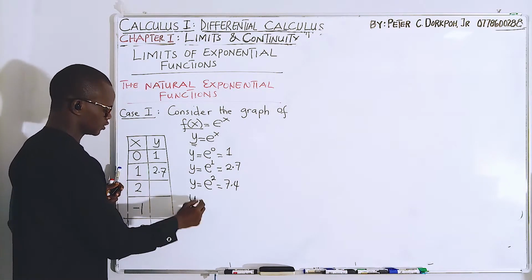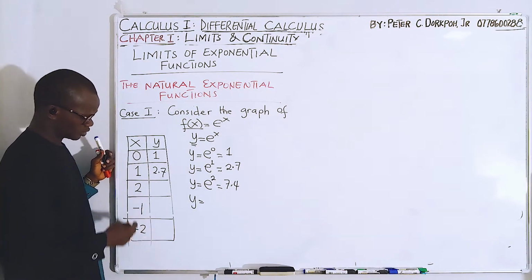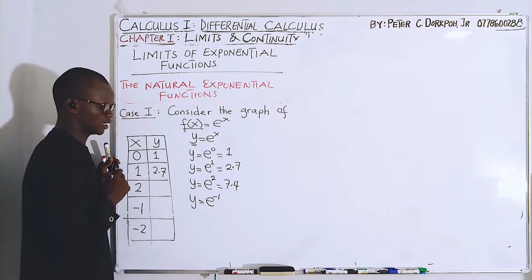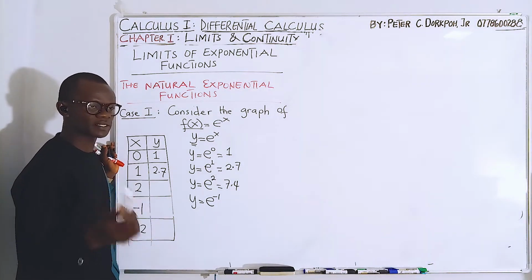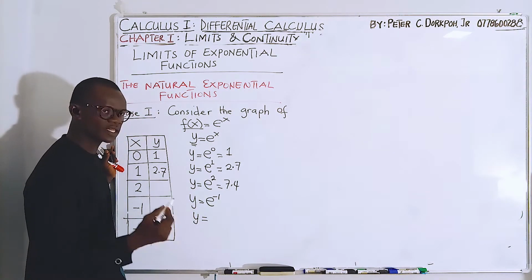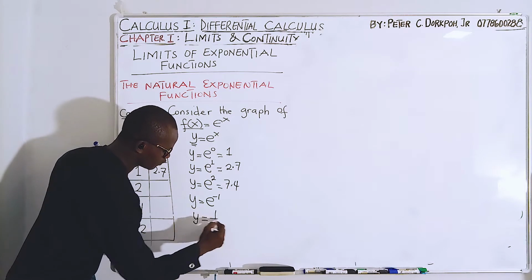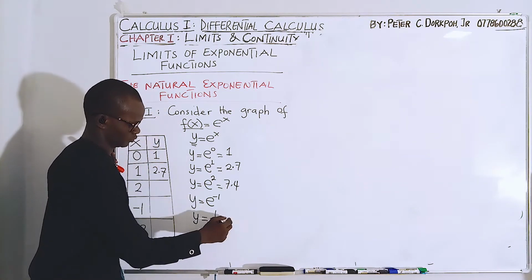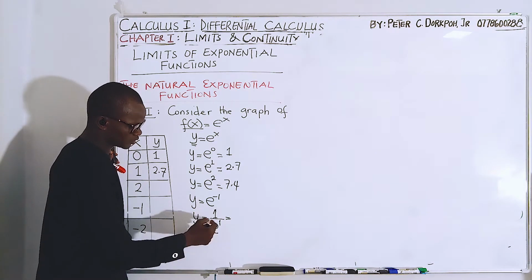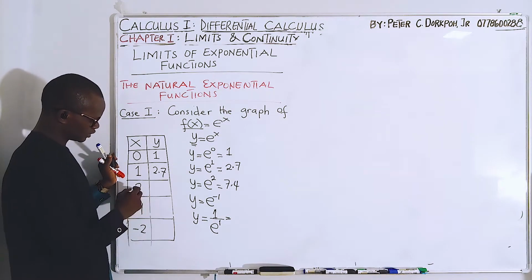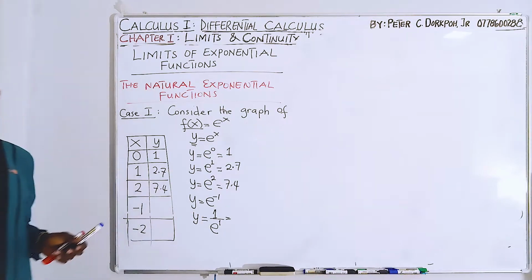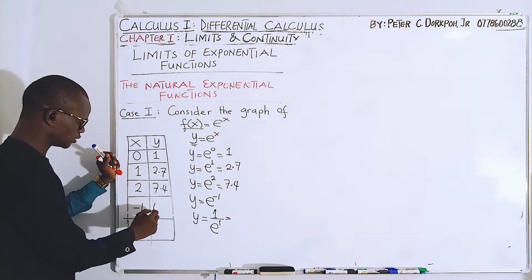So what if we have x taking on some negative numbers? If you have e raised to the power minus 1. Now, whenever the exponent of a particular expression is negative, the first thing you do is to reciprocate, thereby making the exponent positive. So we have 1 all over e raised to the power positive 1. So now, if 1 is being divided by e raised to the power positive 1, now this is 7.4. So if 1 is divided by e raised to the power positive 1, we'll get approximately 0.4.